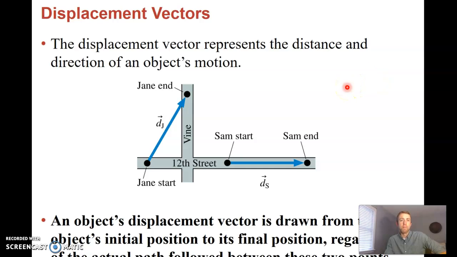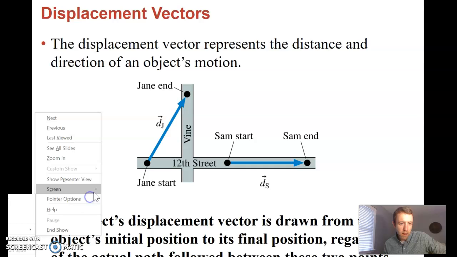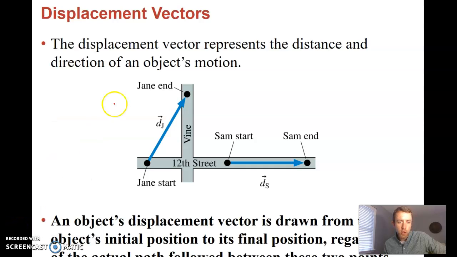Displacement vectors. Displacement vectors can give you an idea of how far you are away from your starting point. So we talked about the idea of displacement being your distance from where you started, and we can represent that by a vector. If we look at this setup here, we get 12th and Vine downtown. If we trace Jane's path out, we have the displacement vector right here, D3. But how did Jane get there? She probably didn't walk that blue line, because that probably would have been walking through buildings, and you probably can't do that.